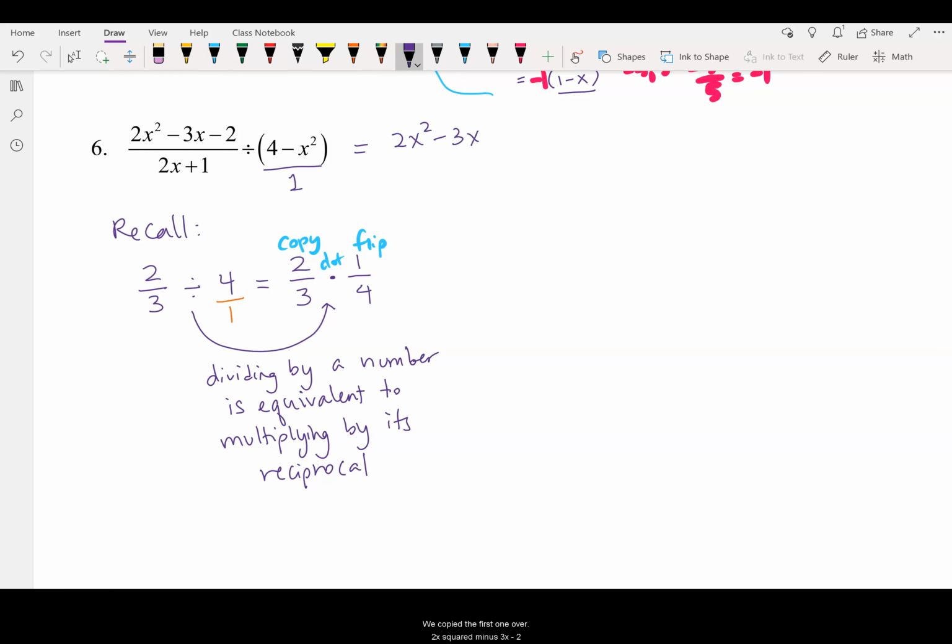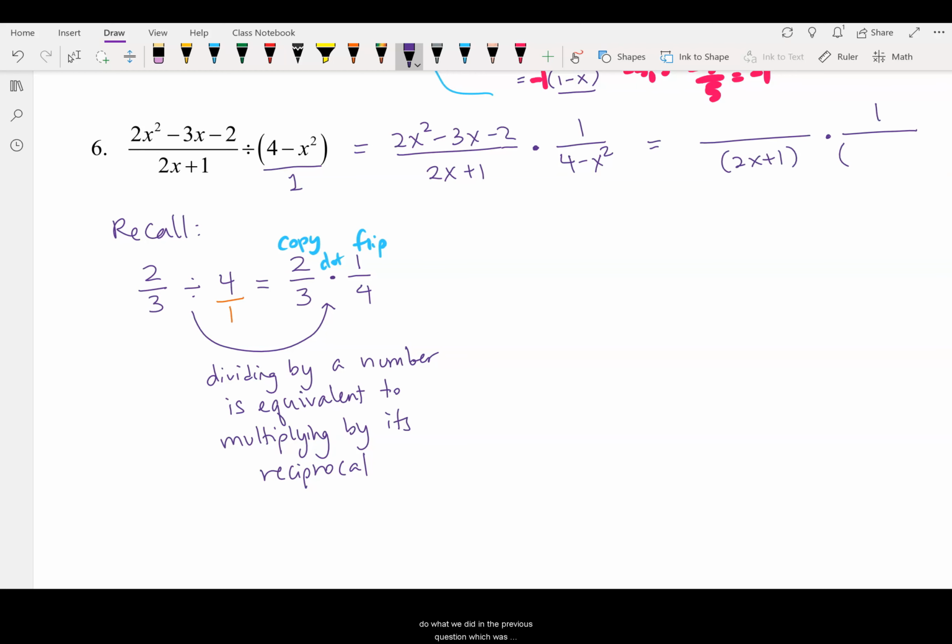We copied the first one over, 2x squared minus 3x minus 2 divided by 2x plus 1. Change the division to a multiplication, dot. And then we flip the second one. Instead of being 4 minus x squared, now it's 1 over 4 minus x squared. And we've turned our division problem into a multiplication problem that we can now work with. So now that we have the division problem turned into a multiplication problem, we can do what we did in the previous question, which was factoring out these polynomials and canceling like factors.